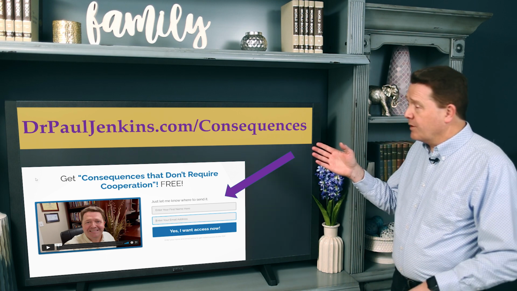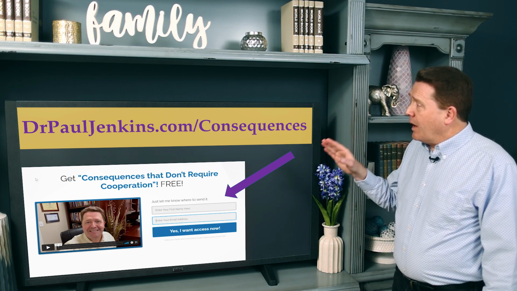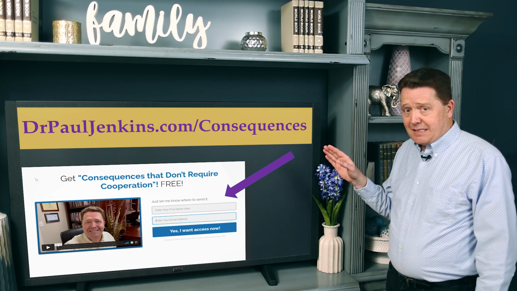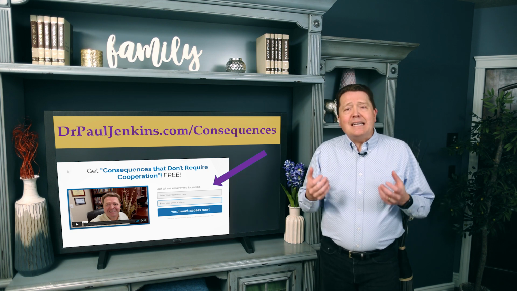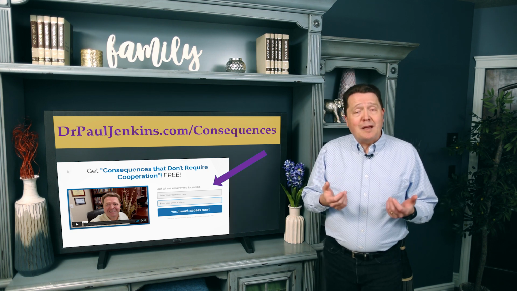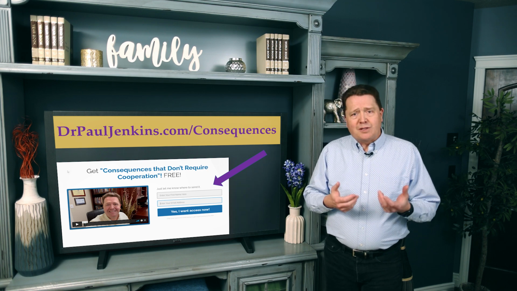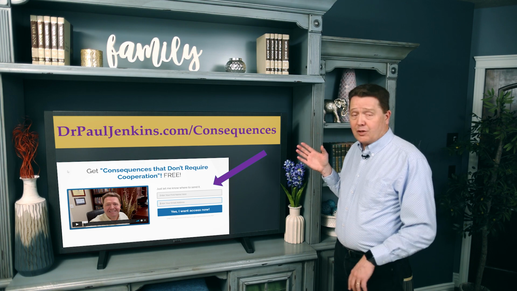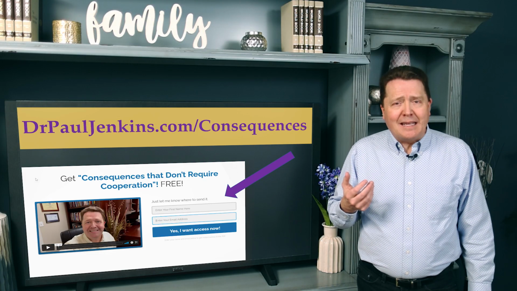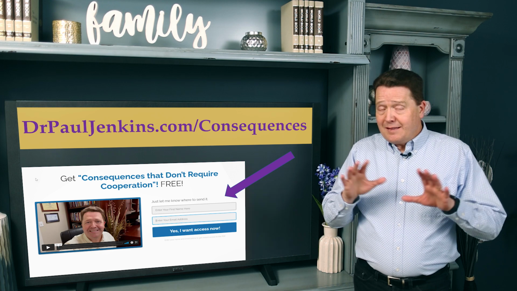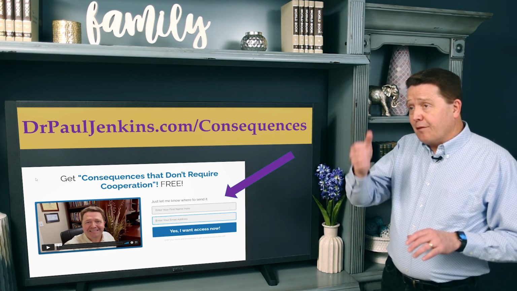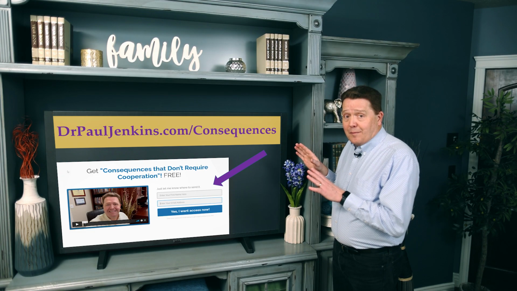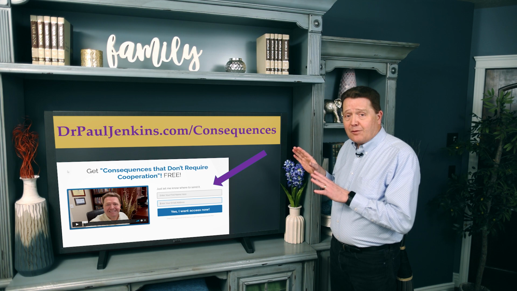Okay, so you'll notice here, drpauljenkins.com / consequences. The key here is to make it as easy as possible for them to remember. Now, you can also use things like a QR code that you tie to that particular link or URL. I do that when I'm speaking to an audience of live attendees because they can pull up their phone easily and scan that code up on the screen. I do want to make it simple so that they can remember it.